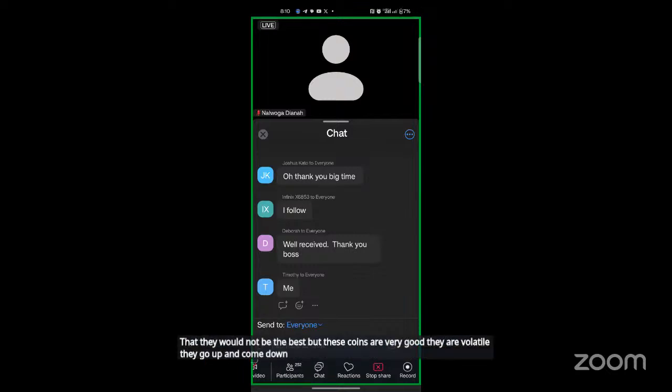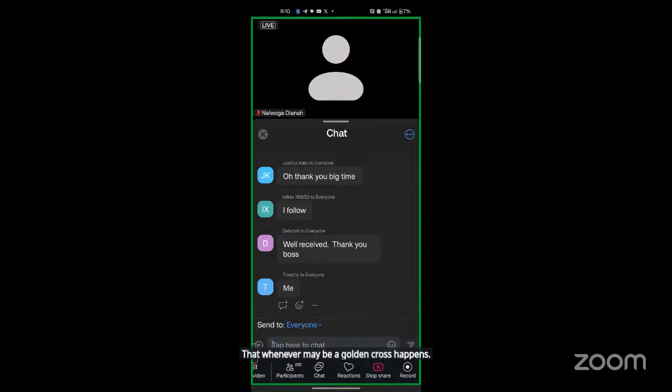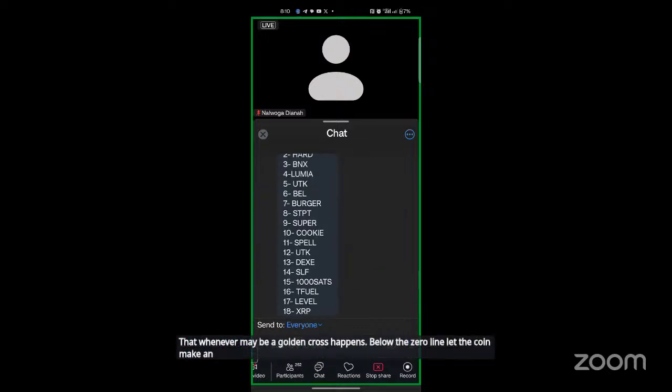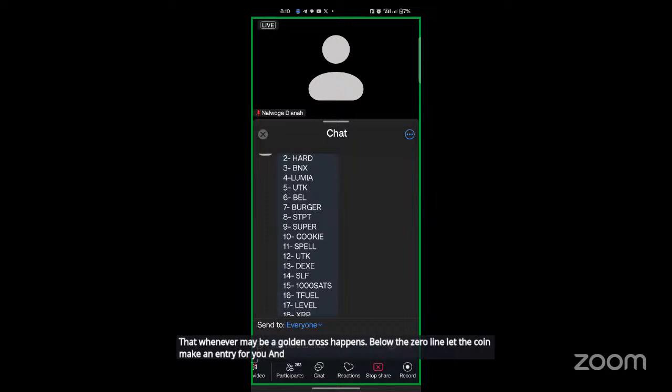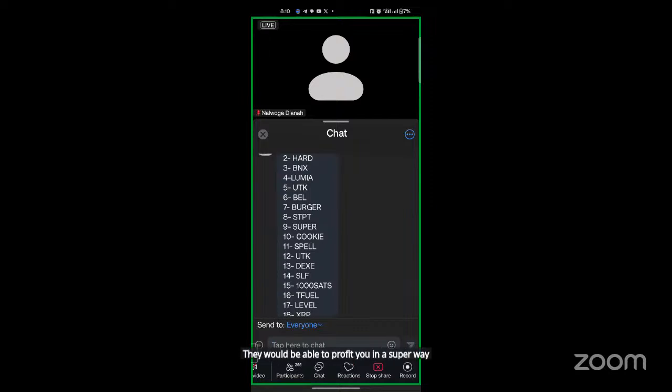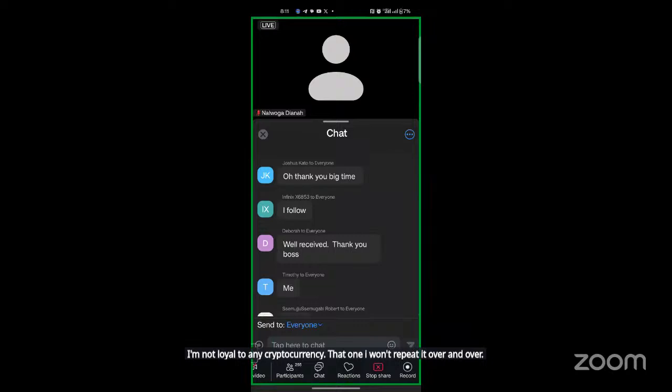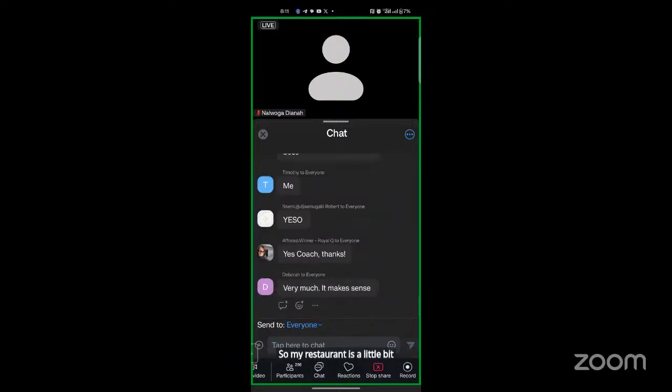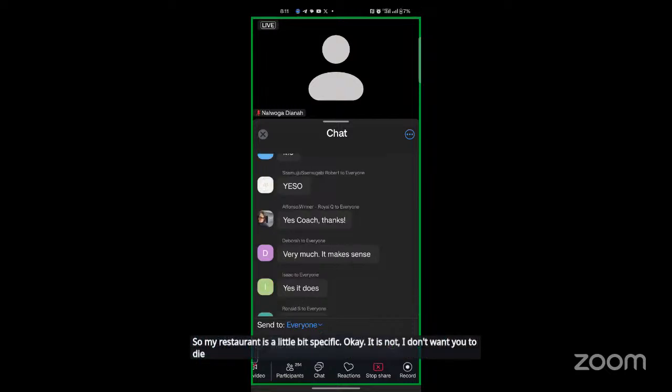So when you apply an indicator on them, that whenever maybe a golden cross happens below the zero line, let the coin make an entry for you, and you put them in a cycle, they would be able to profit you in a super way. Does that make sense? I'm not loyal to any cryptocurrency. That one I want to repeat over and over. So my lesson is a little bit specific. I don't want you to die with the skills, but I want you to make the money. Now, so let's apply the skill.